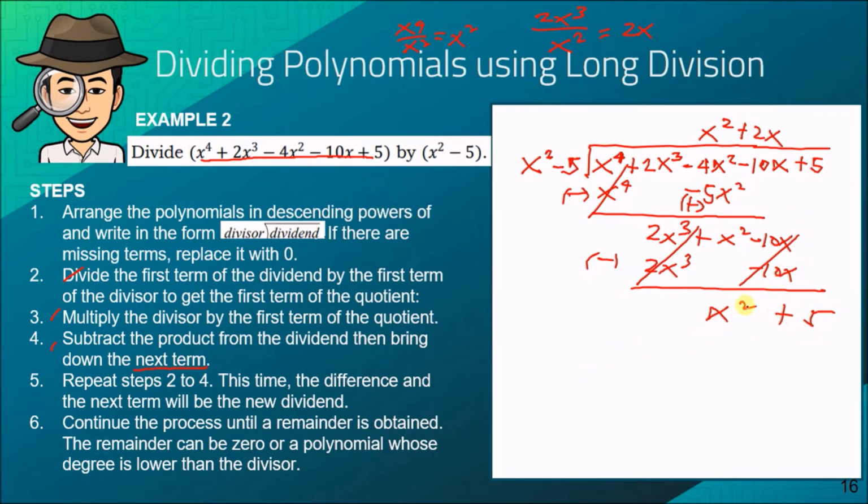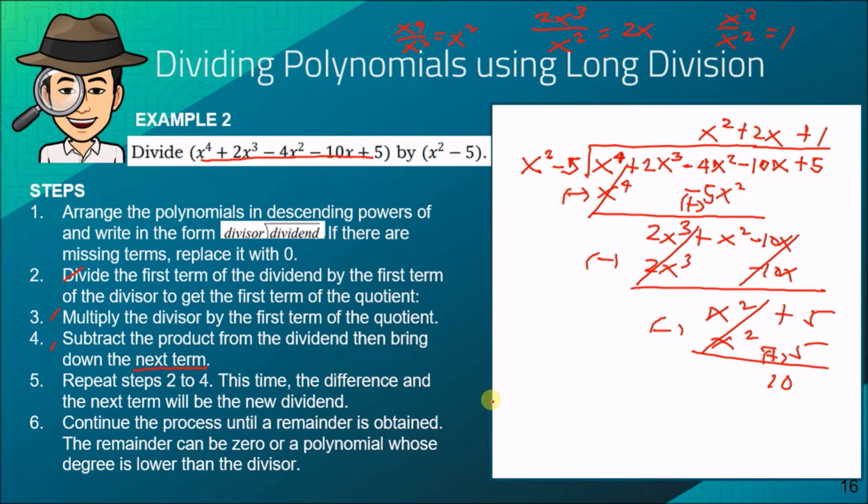Again, first term of the dividend. I-divide natin sa first term ng divisor. So, obviously, parehong x squared. May result na 1. Yun yung ilalagay natin doon. Again, multiply yung 1 sa x squared minus 5 is x squared minus 5. Siyempre, subtract natin. Kakancel ito, magiging plus ito, kaya 10 na lang ang remaining.